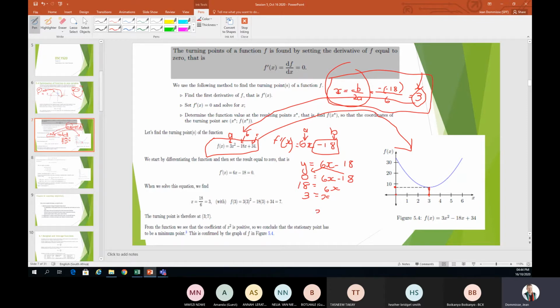So then you would have said 3 times 3 to the power of 2 minus 18 times 3 plus 34. And then according to this, it gives you 7. So your points would have been, the x would have been 3 and your y would have been 0.7.